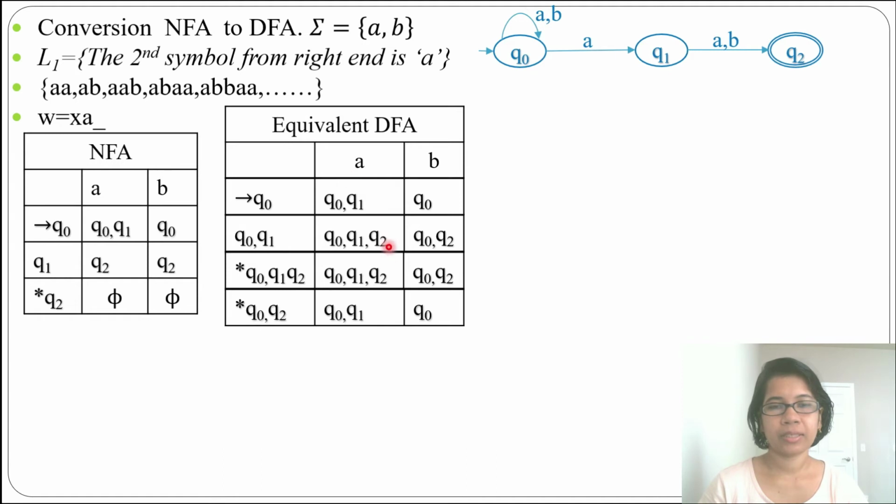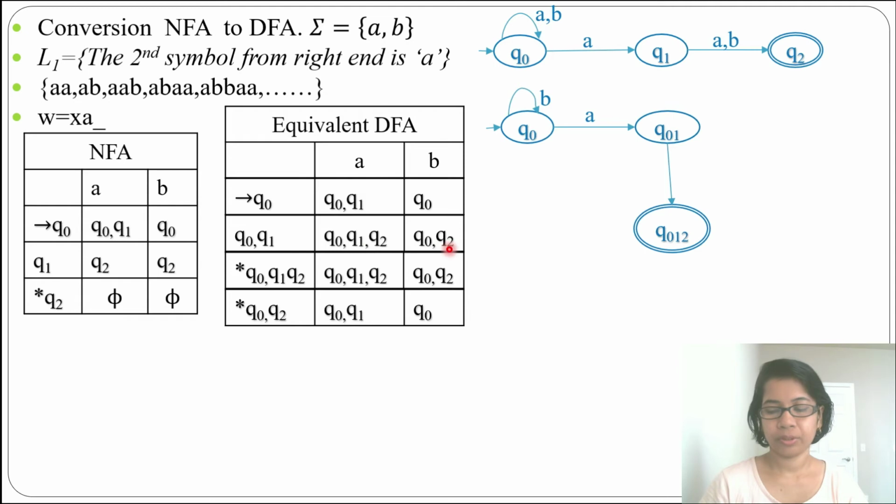Now we'll draw the transition diagram from this transition table. Initial state will be Q0. Then from Q0 by A, it will go to Q0, Q1, and by B, it will go to Q0. Next new state is Q0, Q1. From Q0, Q1 by A, it will go to Q0, Q1, Q2, and by B, it will go to Q0, Q2. Then from Q0, Q1, Q2 by A, it will be a self loop on Q0, Q1, Q2. By B, it will go to Q0, Q2. Then from Q0, Q2 by A, it will go to Q0, Q1. By B, it will go to Q0.